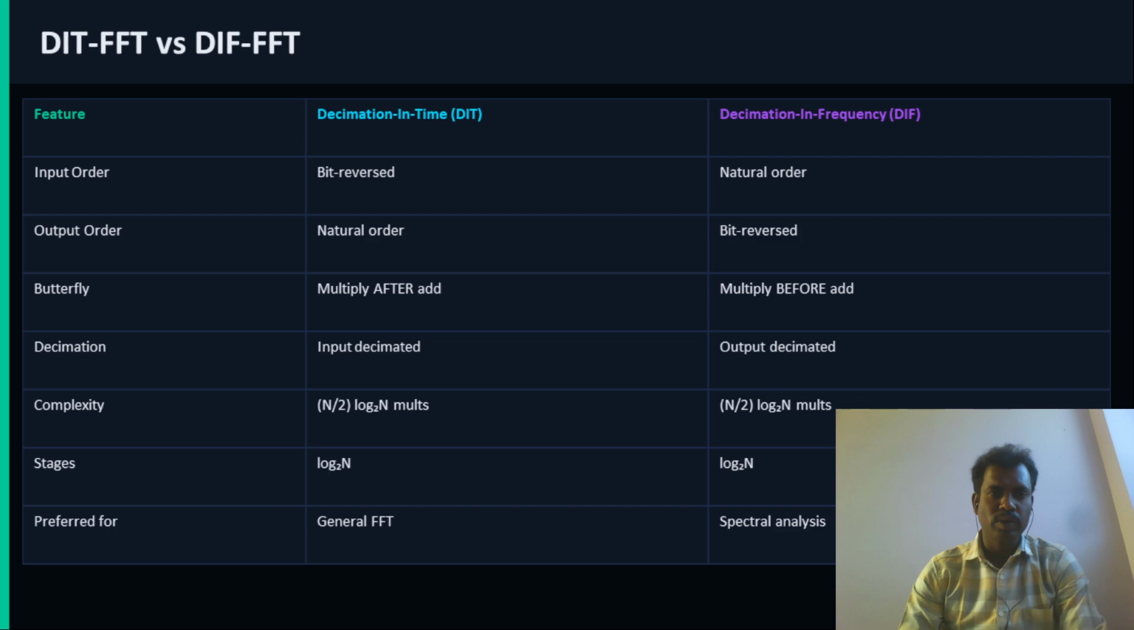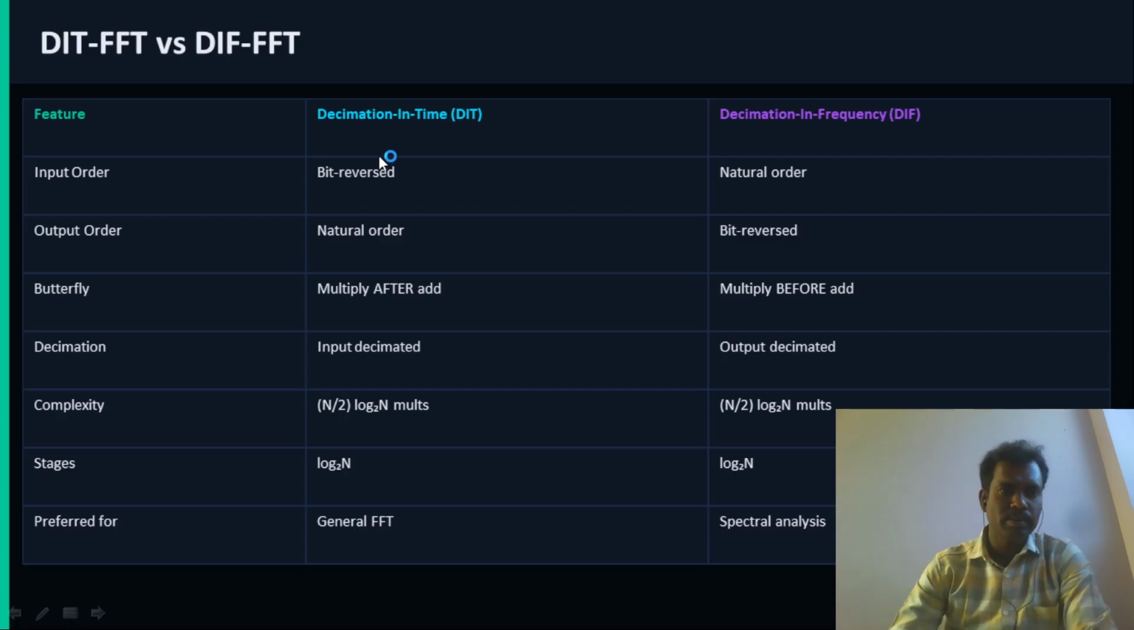In decimation in time, we split the inputs into two groups and calculate all the outputs. But in decimation in frequency, we apply all the inputs and calculate the even indexed group and the odd indexed group of outputs separately. Here the output is split; there, the input is split. So that's why two methods we can perform: decimation in time and decimation in frequency.